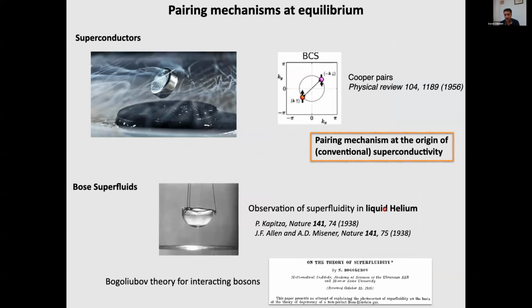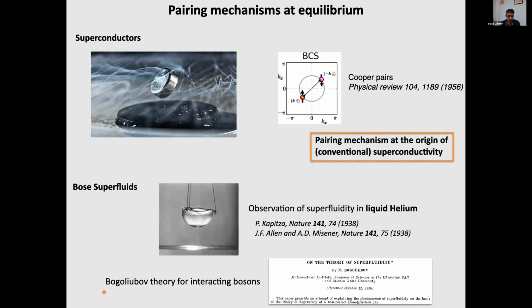And so there are several emblematic examples of pairing mechanisms which occur at equilibrium. The first one deals with superconductors with the celebrated Cooper pairs, which form once again at opposite momenta, and as we all know, are fundamental in the origin of conventional superconductivity. And actually, the same kind of pairing mechanism also happens in Bose superfluids. This dates back from the observation of superfluidity in liquid helium and the later theory that was developed by Bogolyubov in order to understand and capture these superfluid properties.